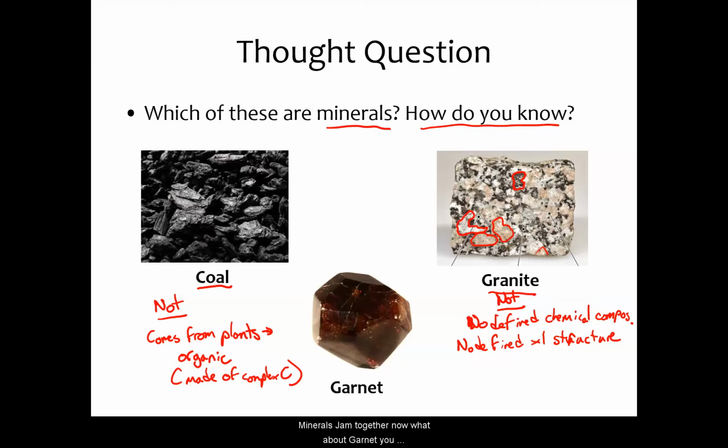minerals jammed together. Now, what about garnet? You haven't seen that before, so maybe you're not sure. But if we tick down the list, garnet, is it natural? Well, you can find garnets in rocks or countertops. It's natural. Looks solid. Is it organic? No, it's inorganic. You're gonna have to trust me on that one. It's a lot of aluminum, a lot of oxygen, some other metals.